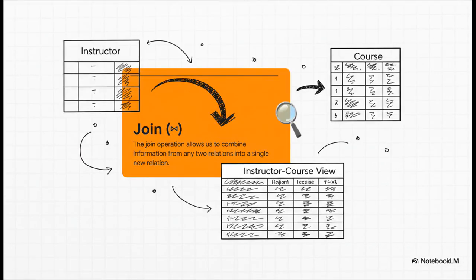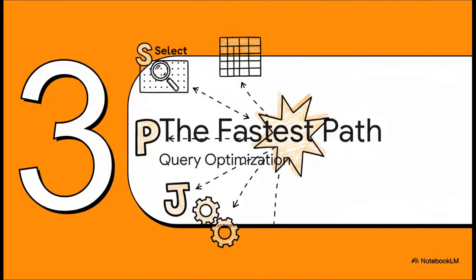But the real magic, the real power, comes from our third tool, join. This is the operation that lets us connect the dots between completely different tables. With a join, we can combine that instructor table with the course table to see exactly which courses each professor teaches. It creates a brand new unified picture from scattered pieces. And this is where the computation part really kicks into high gear. The wild thing is that these simple building blocks, select, project, and join, can be put together in a whole bunch of different ways to get the exact same answer.